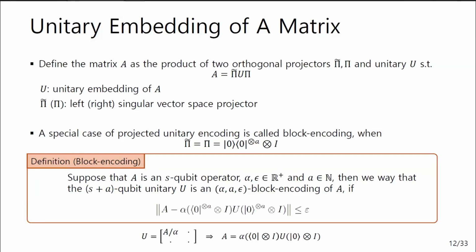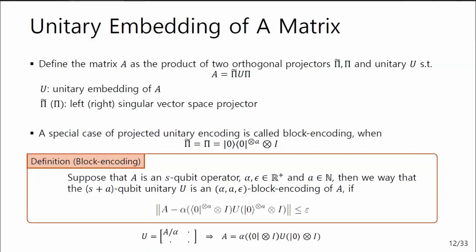A special case of projected unitary encoding is called block encoding, when pi tilde is equal to pi, equal to |0><0| tensor I. There is a terminology, (alpha, a, epsilon) block encoding of A. And you can see the definition of an (alpha, a, epsilon) block encoding of A in this orange box.